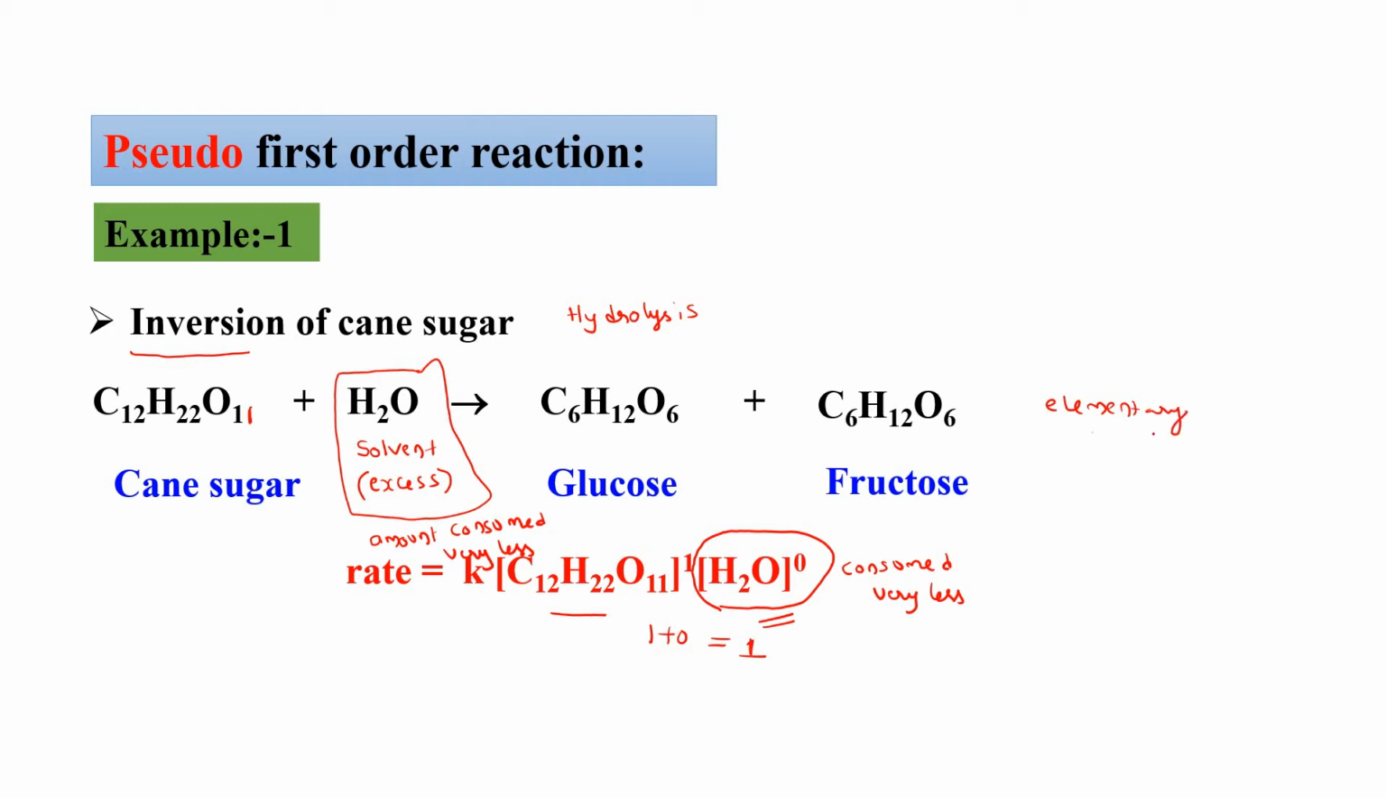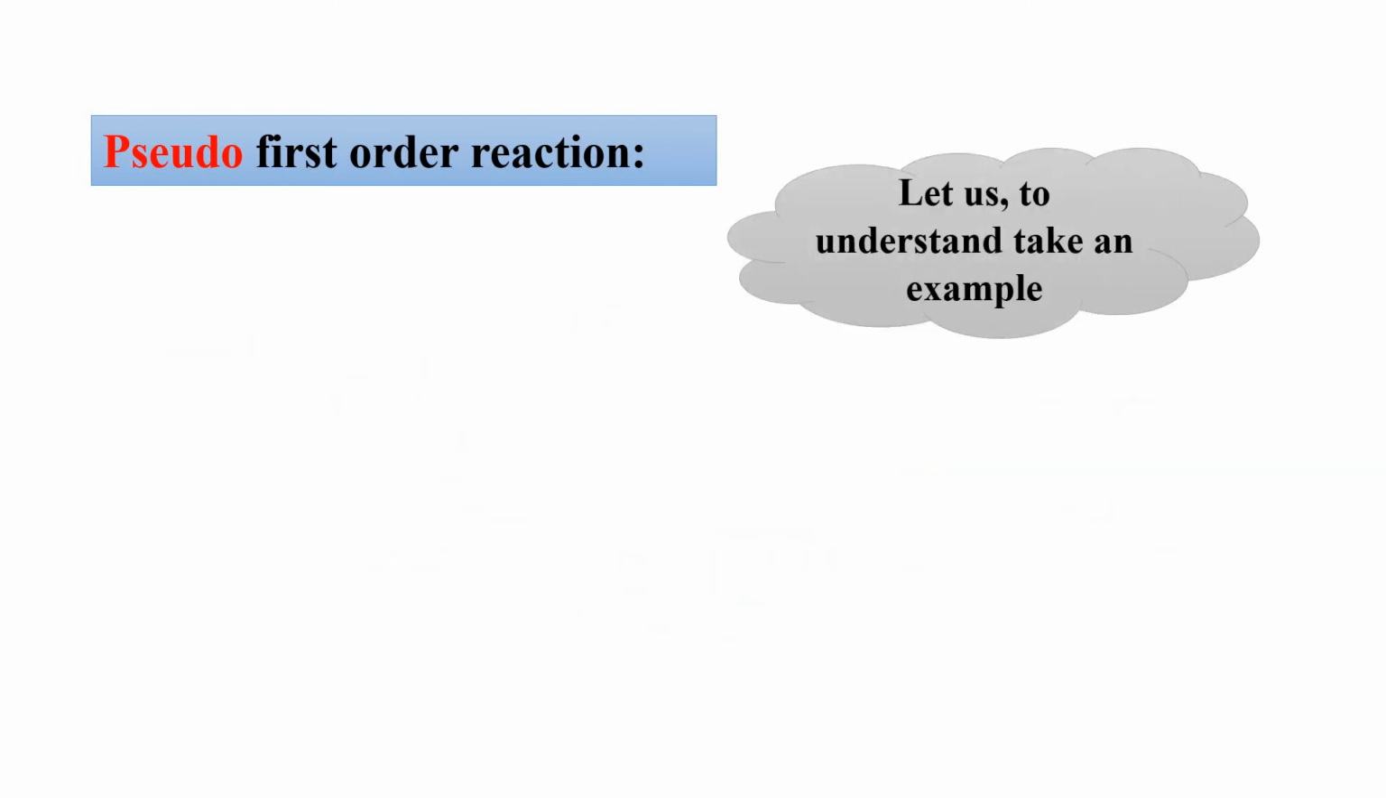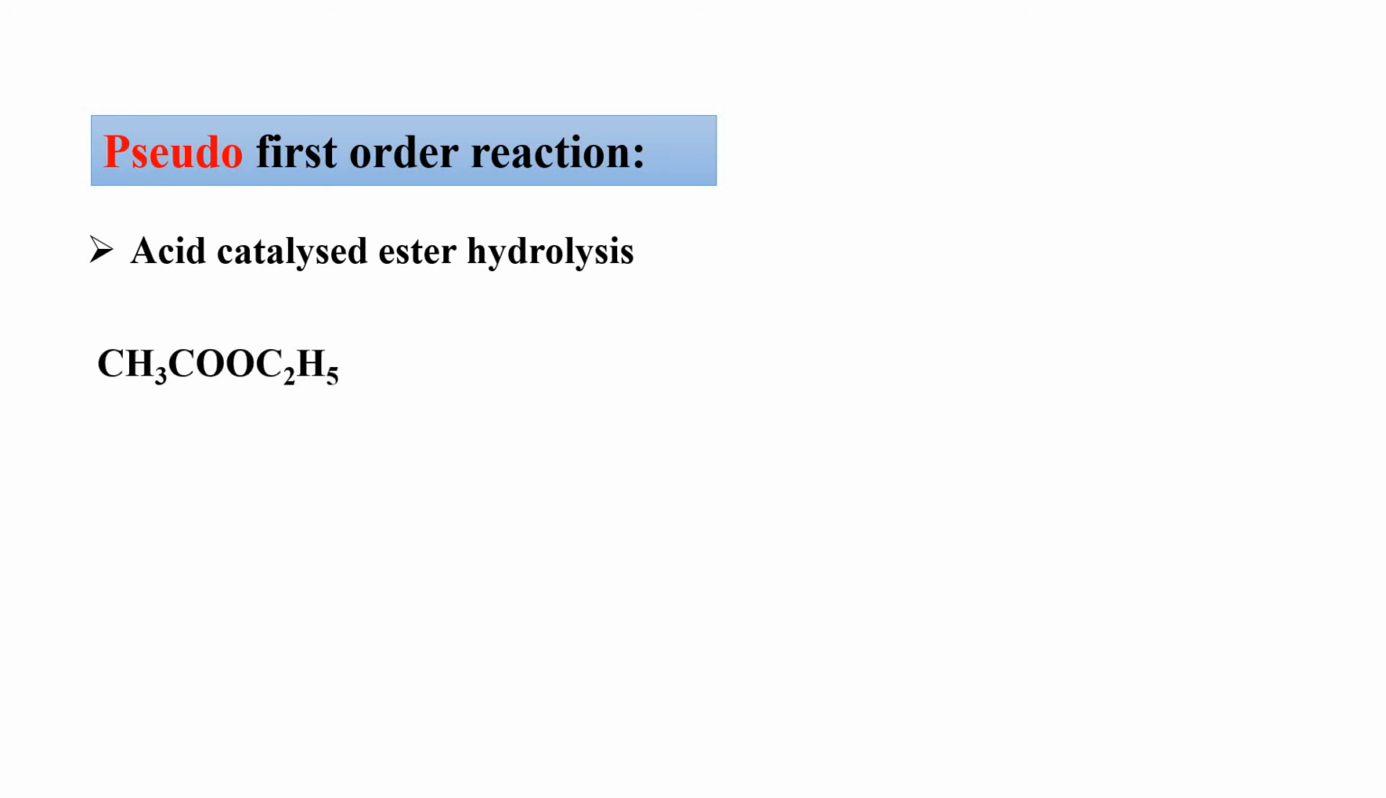So in an elementary reaction, how many molecules participate? 2 molecules participate, and the molecularity here is 2. Whereas the order is 1. Therefore it is a pseudo first order reaction. This I can explain with one more suitable example.